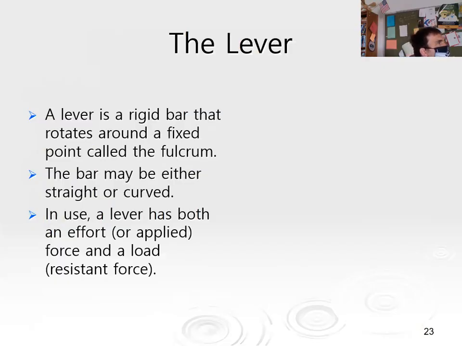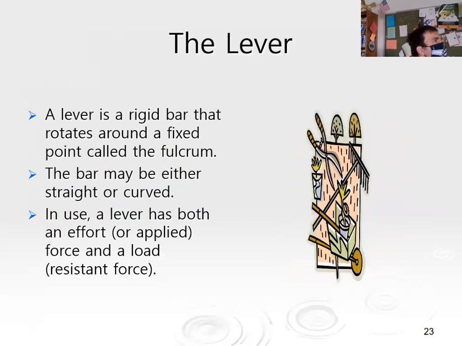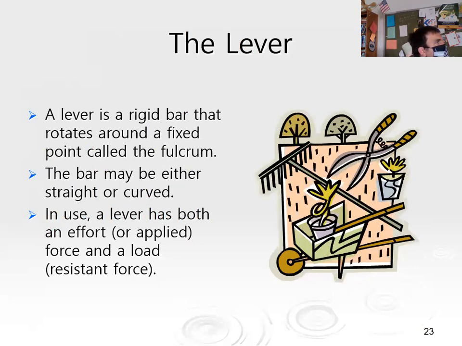The first simple machine we're talking about is a lever. A lever is a rigid bar that rotates around a fixed point called the fulcrum. The fulcrum is an imaginary thing. It's really nothing on there. It's just the point that never moves when you use it. The bar can either be curved or straight. In use, the lever has an effort, which is the force you apply to it, and the load, which is what you're picking up or moving. All those are examples of levers that you see on there.